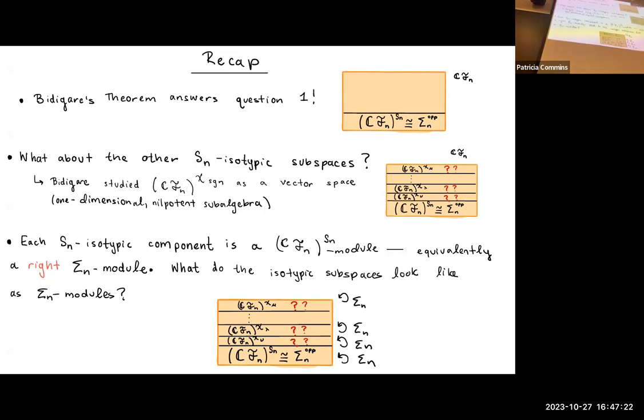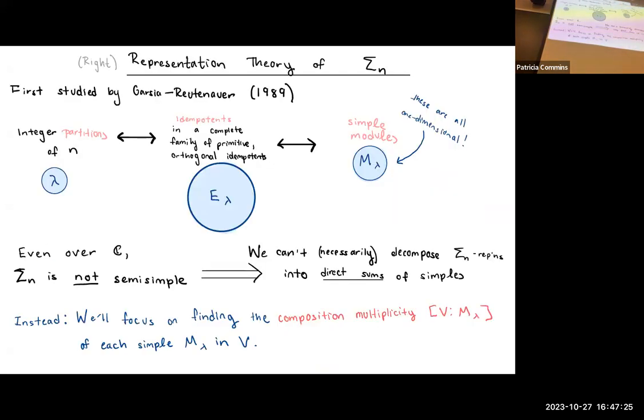And to do that, we have to say a little bit about the representation theory of the descent algebra. So this was first studied by Garcia and Reutenauer, at least in the type A case, and later on many people finished it off for all Coxeter groups. But it turns out that the simple modules are indexed by integer partitions of n, and they're all one-dimensional. And so also any complete family of primitive orthogonal idempotents will also be indexed by these partitions of n.